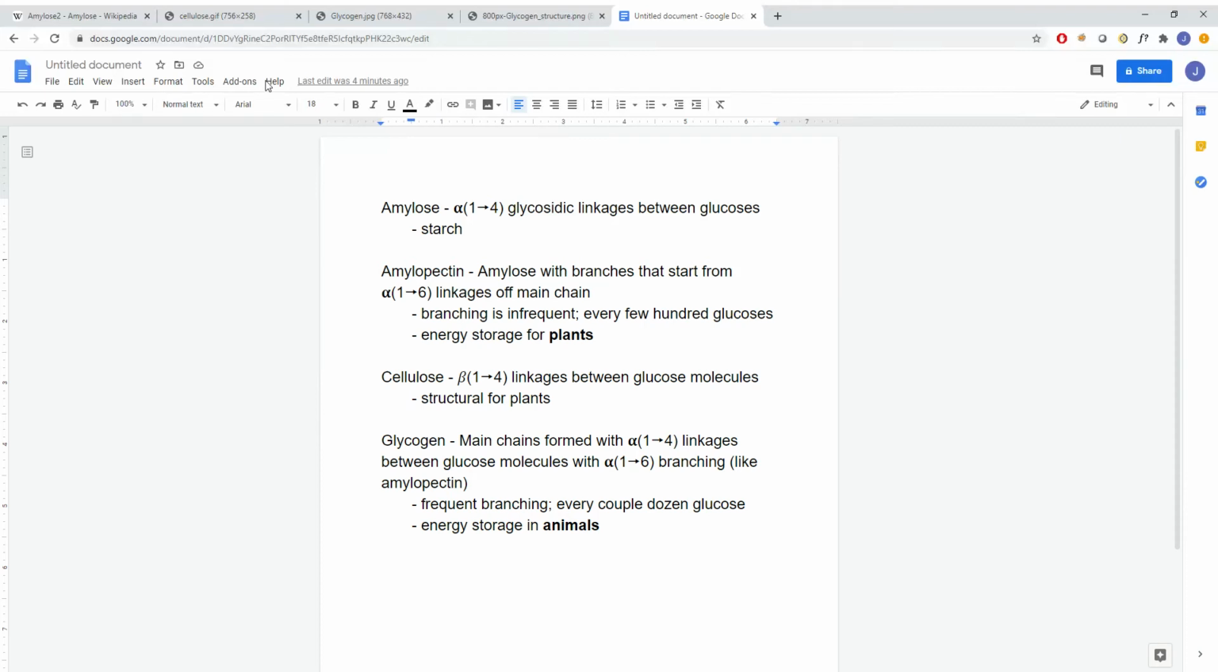Okay, so now we're really going to step up into the larger range of these polysaccharides. Now we're going to be dealing with what we call macromolecules. These are going to be very large. There's a few of them we're going to be looking at here: amylose, amylopectin, cellulose, and glycogen. So there's going to be four of them we talk about.